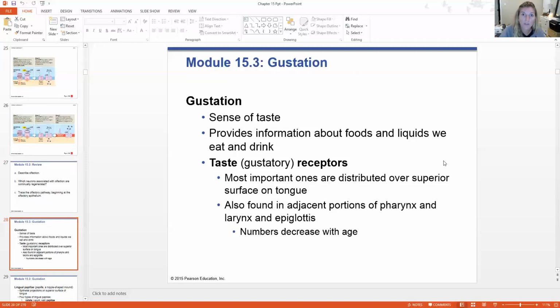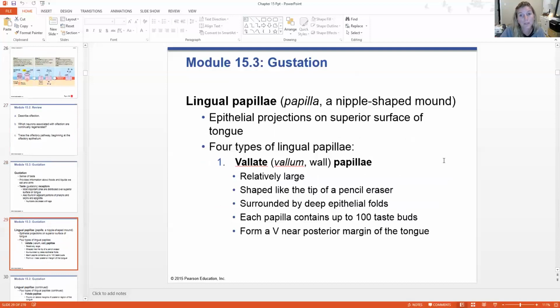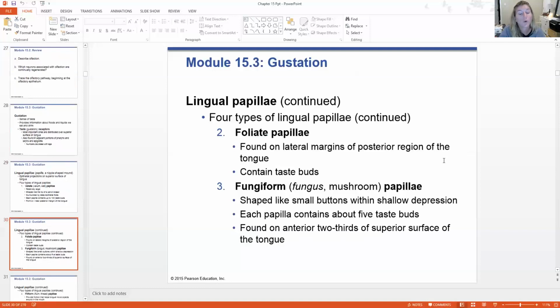The number of these taste receptors declines with age. The lingual papillae are the projections on the surface of the tongue, and there are 4 types. There are vallate papillae. These are the very large ones. They're shaped like the tip of a pencil eraser. They're surrounded by deep epithelial folds. They contain up to 100 taste buds each, and they form a V shape on the posterior part of the tongue. The foliate papillae are found on the lateral sides of the tongue, and they contain taste buds.